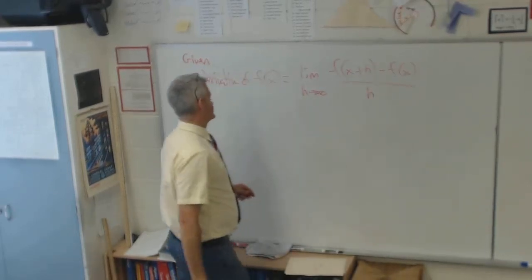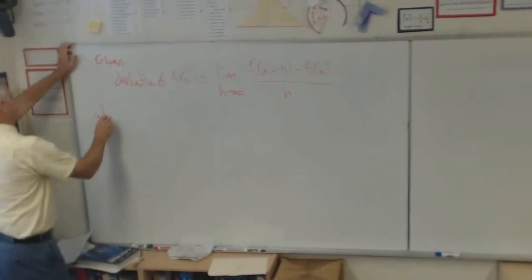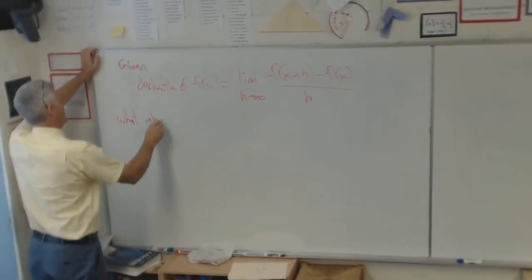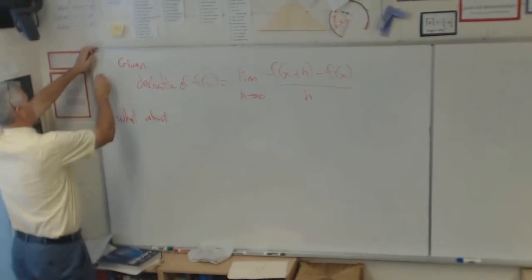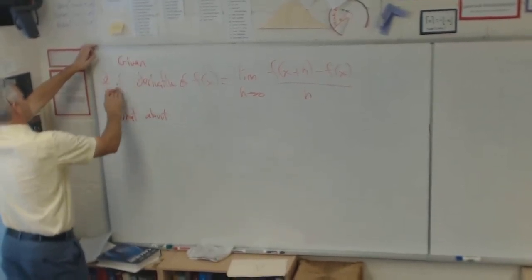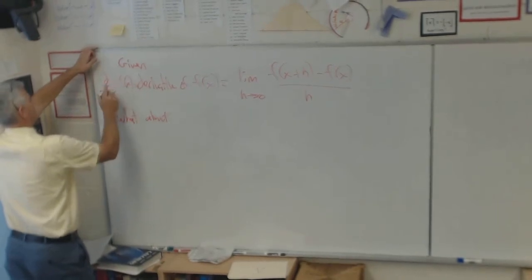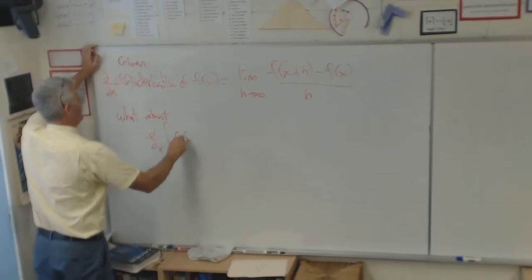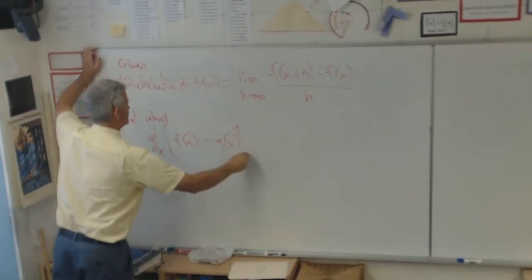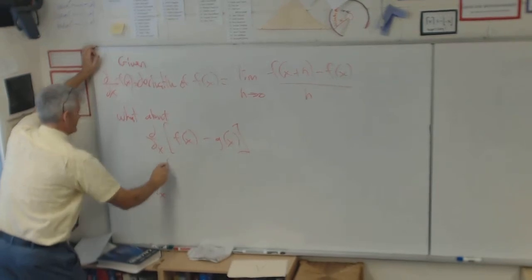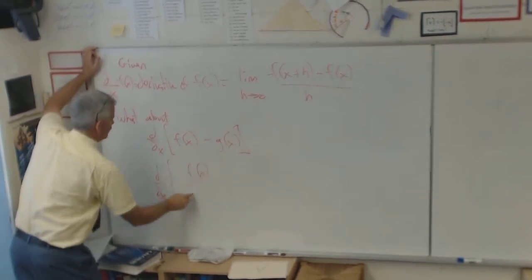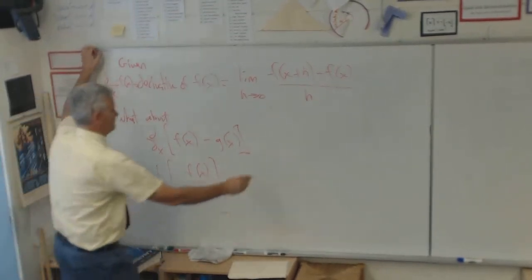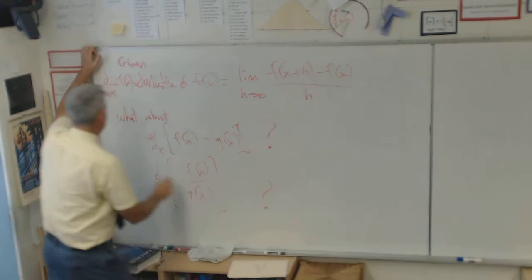x over h. I'm going to ask about two things. What about, I'm going to call this the derivative with respect to x of f of x. What about the derivative with respect to x of f of x minus g of x? The derivative with respect to x of f of x over g of x. That's the question. Two different questions.